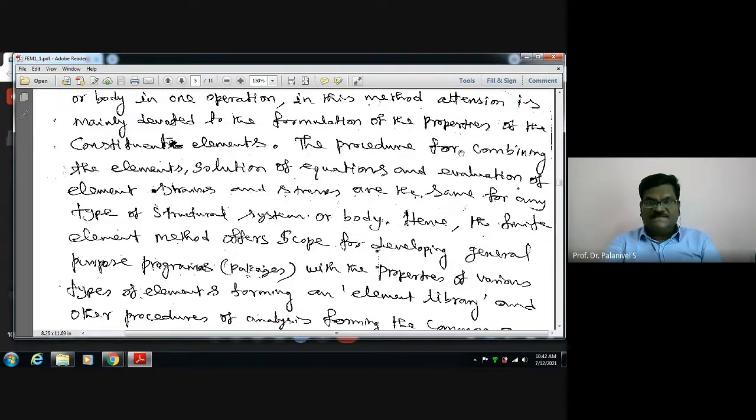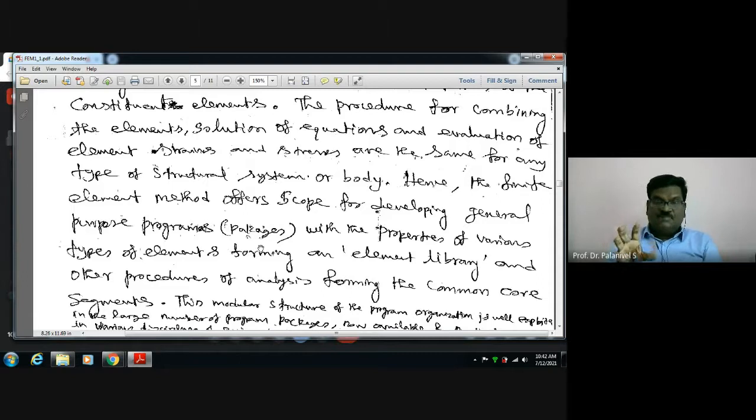Hence the finite element method offers scope for developing general purpose programs called packages, with the properties of various types of elements forming an element library. You can form an element library in your program.